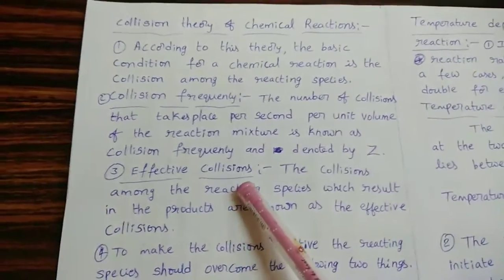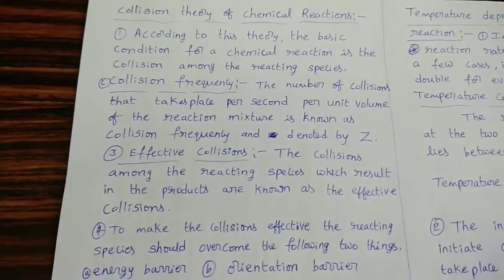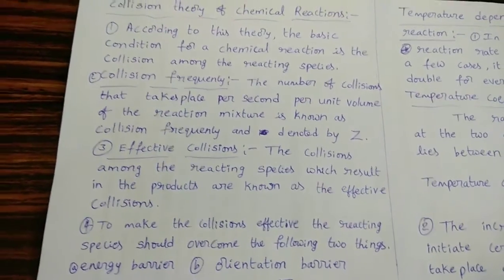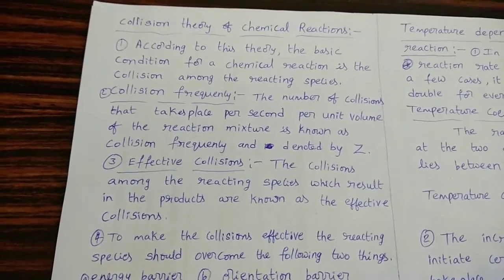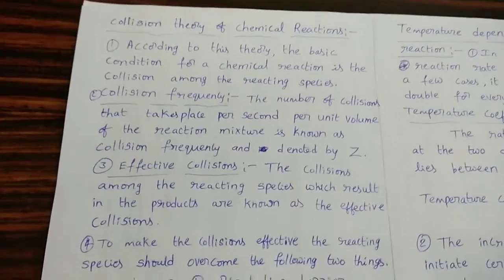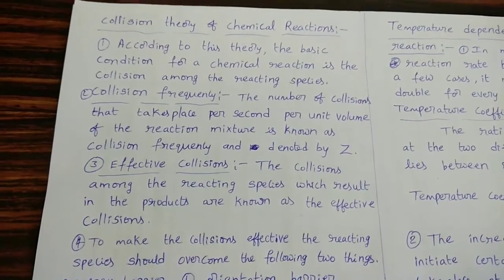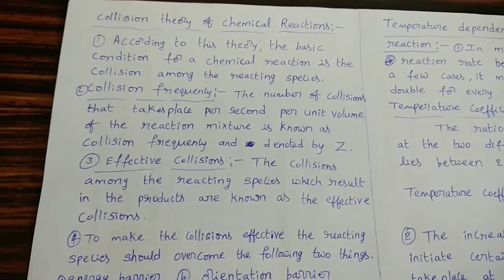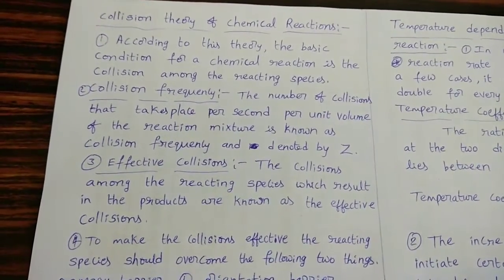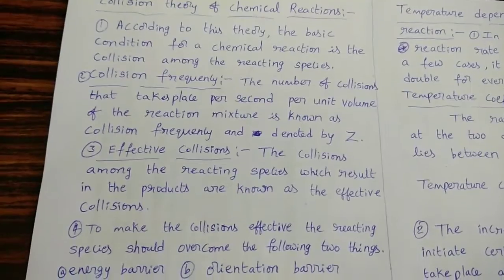Next, effective collisions. The collisions among the reacting species which result in the products are known as effective collisions. The collisions that occur between the reacting molecules do not all form products. That means all the collisions that take place among the reacting species do not form products. Only some collisions can form products. That type of collisions are called effective collisions. So effective collisions means the collisions among the reacting species which result in the products.